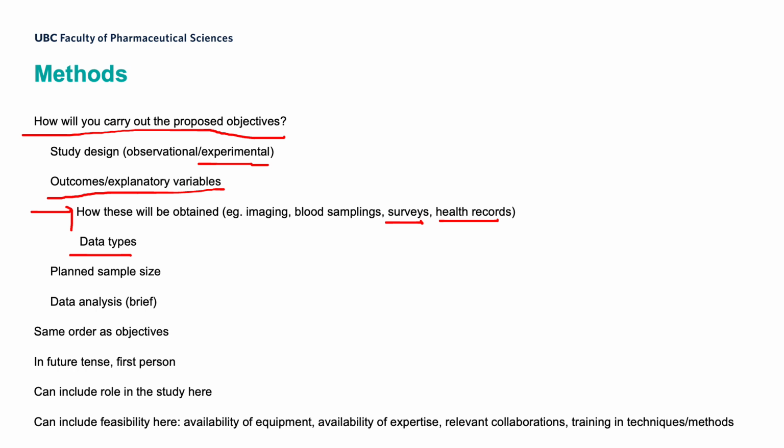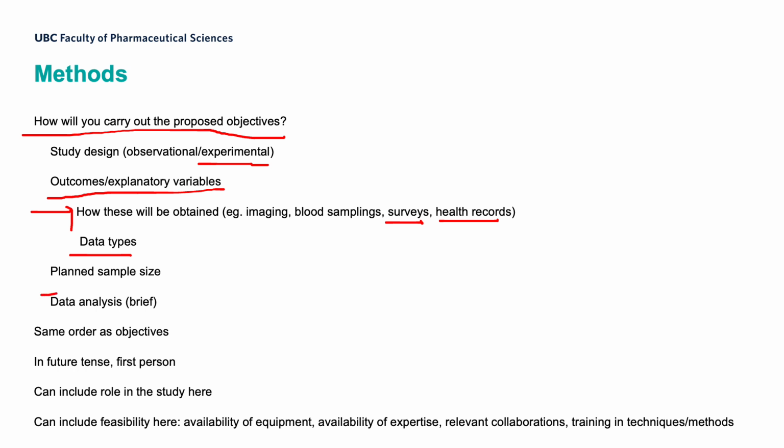Oftentimes for the explanatory or independent variable in health research, we're looking at treatment groups, which may have multiple levels, but it's a single explanatory variable.